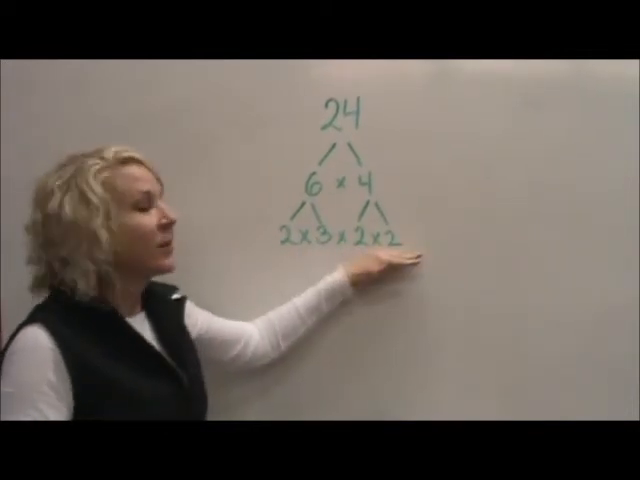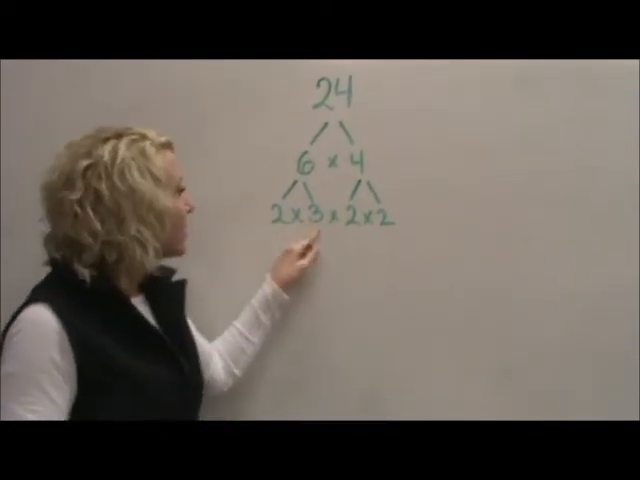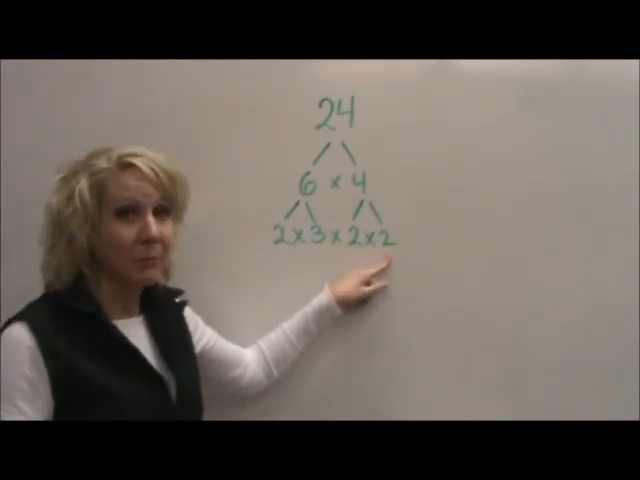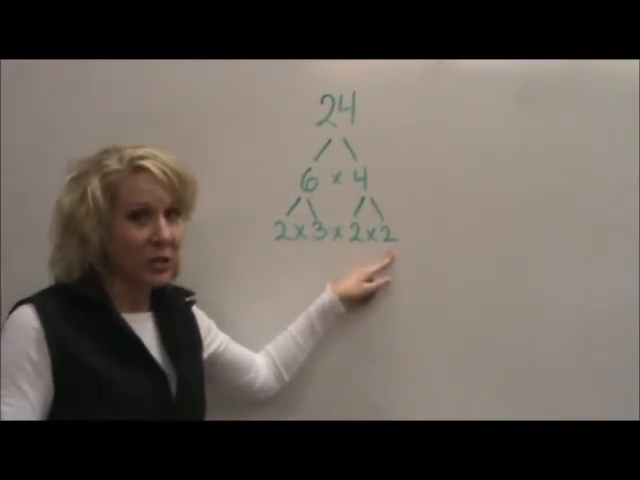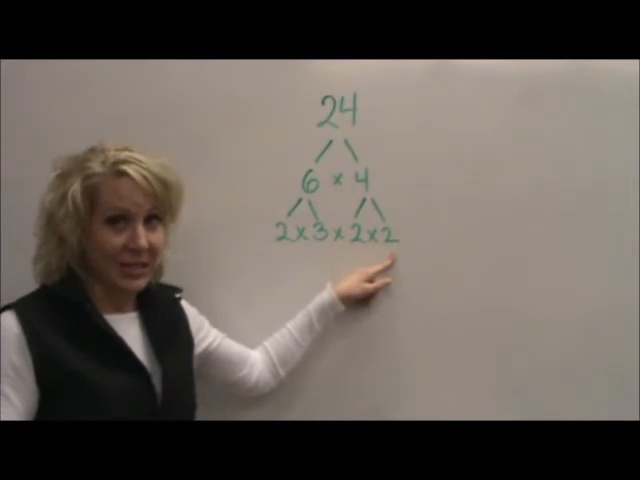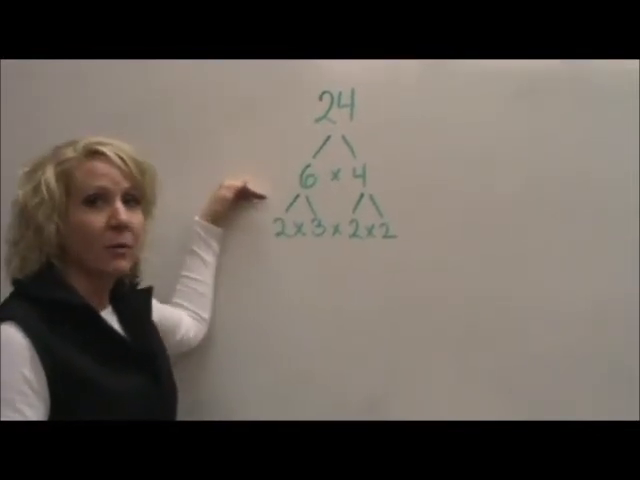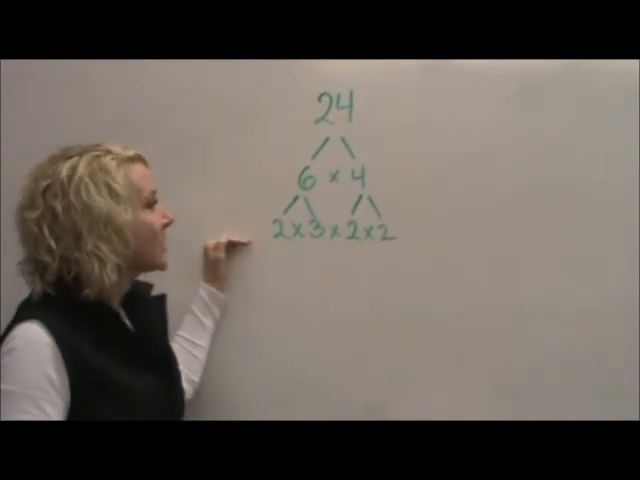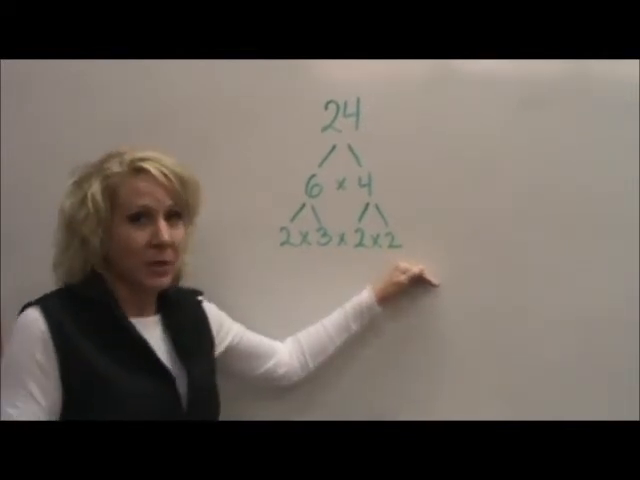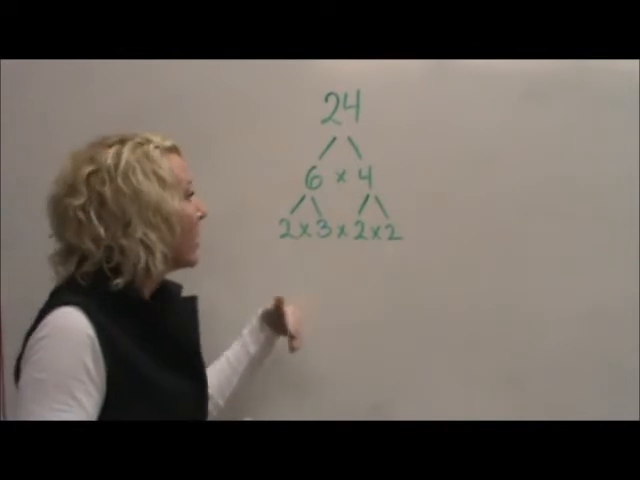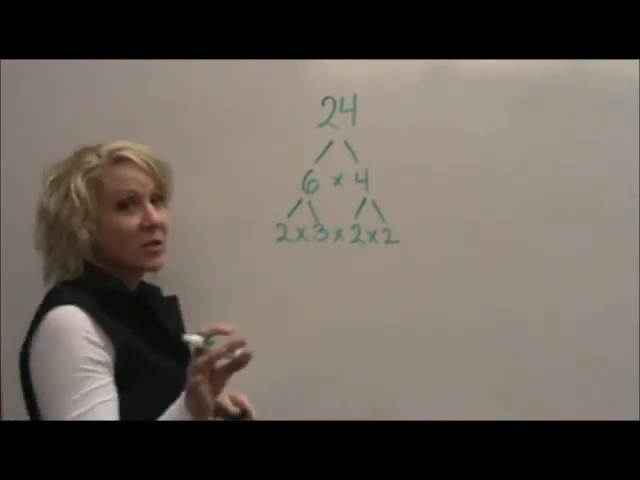On our final level here, we've discovered that all of the numbers that we are left with are now prime numbers. Now we're finished. That's what prime factorization is. You take a composite number and you factor it down until what you have is a string of prime numbers that factor the number. Now, here's the tricky part.